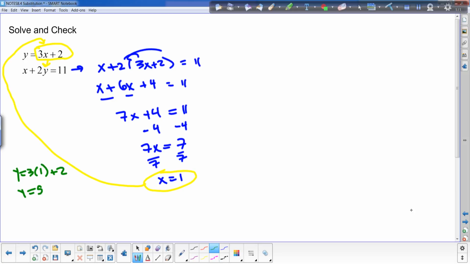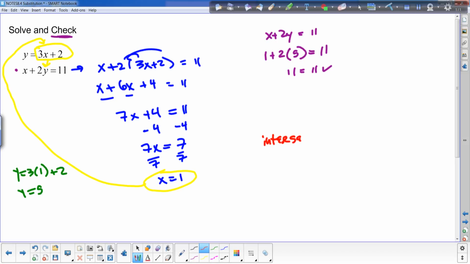So again, I want to check my answers. Remember, checking is an important part of making sure you did this right. To check it, I'm going to plug it into the other equation. So I got x plus 2y equals 11. Our x was 1, 2 times 5. Yeah, that's 1 plus 10. That's 11 equals 11. So I know I've got the right answer, so I'm going to write down my answer.